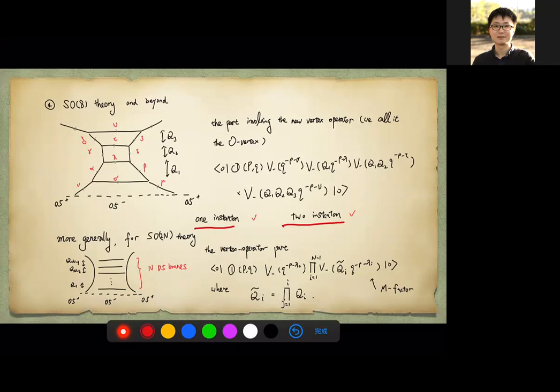More generally, if we consider SO2N gauge theories, then we just need to add N D5 branes on top of the orientifold, and we can do the calculation. The vertex operator part involved in this calculation generally looks like this. It's all very similar. We can try to compute it, and we call it the M factor in the ongoing work with Satoshi.